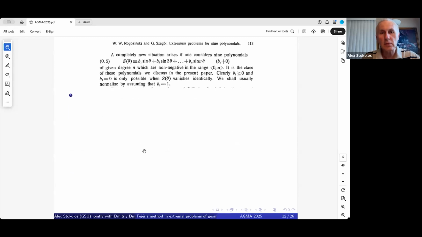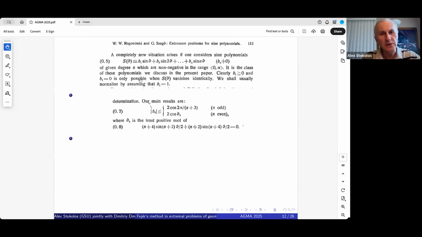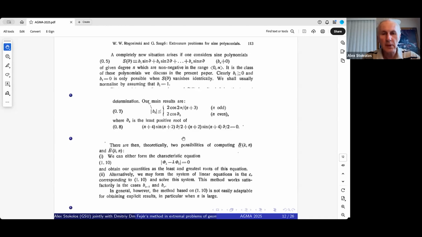And there they consider general problems. So they consider a non-negative trig polynomial, non-negative on 0 to pi, of course. With normalization here, they put 1 and get the estimate: absolute value of B2 less or equal, in the odd case, this nice, beautiful statement. And if n is even, this is an ugly sum, like 2 cosine, and this is the root of some polynomial. And the proof is very smart, nice, short.